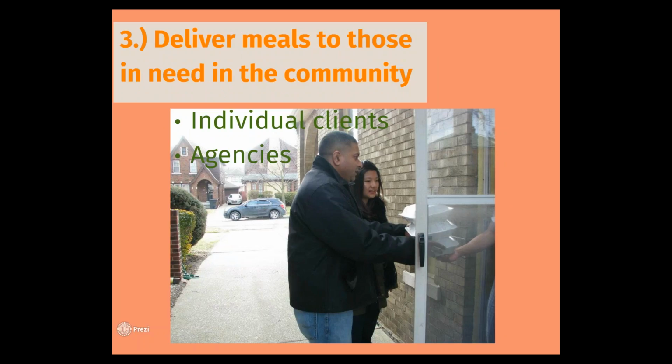Students then volunteer their time to deliver these meals to individuals or agencies in need in the community who are struggling with food insecurity. We work with a variety of different agencies like homeless shelters, after-school programs, low-income housing facilities, and even individual home deliveries.